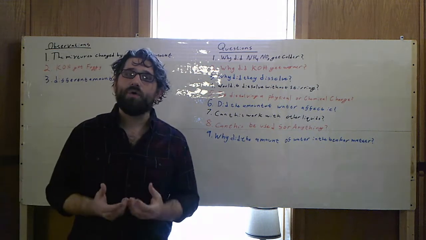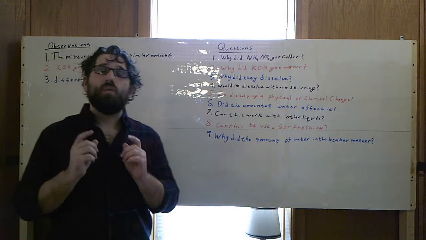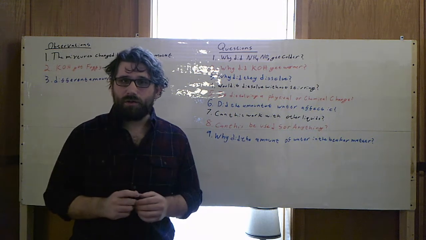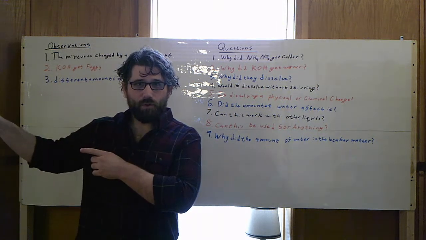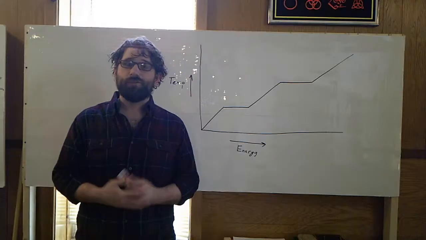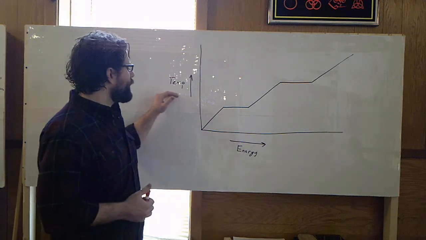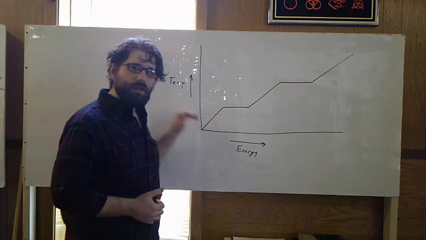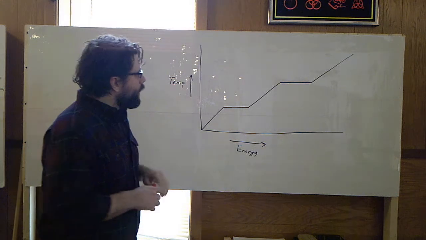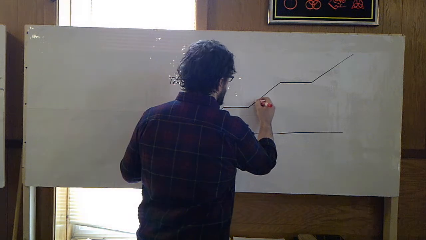Why did the ammonium nitrate get colder? And why did the potassium hydroxide get warmer? Well, let's start looking at that. I'm going to bring you over to my other whiteboard right next to me, and we're going to look at a heating curve again. Okay, so remember, in our heating curve, we're able to look at the relationship between energy and temperature. What we started at was around 22 degrees Celsius.